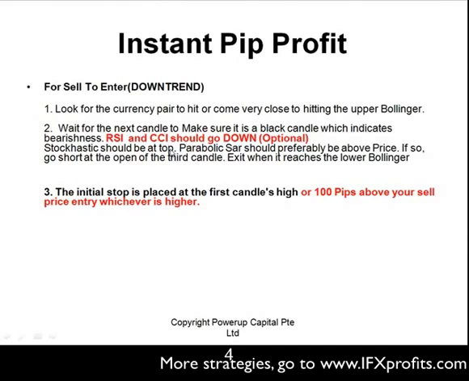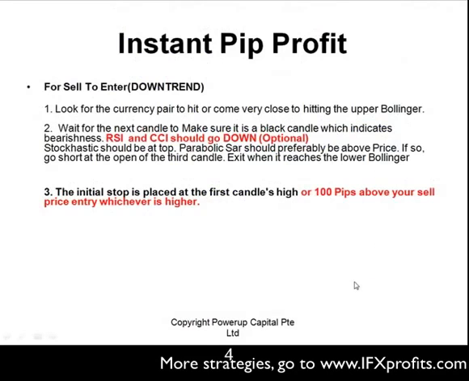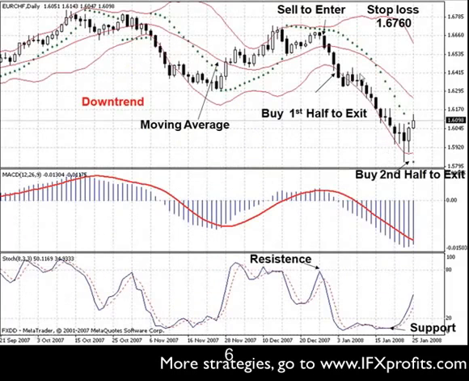Stochastics should be at top. So if you see over here, this stochastics is right now at the top. When I say top, it means 80 levels. Parabolic should preferably be above price. If you look at the parabolic dots, which is these dots, it's above the price.